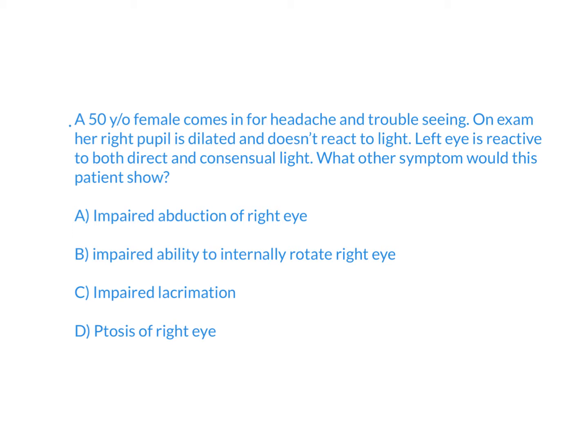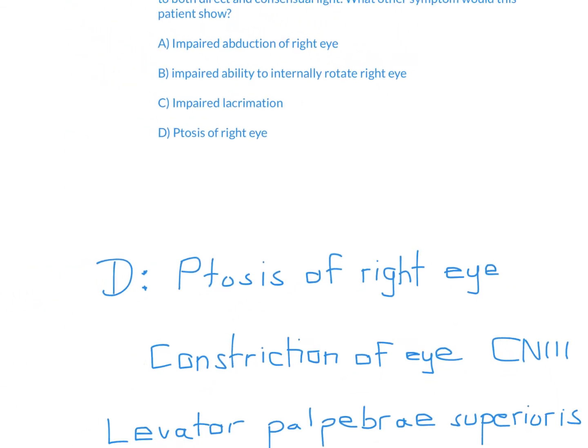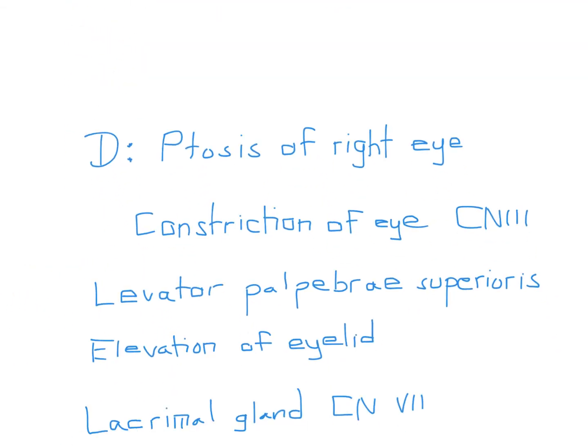Okay, so the answer is going to be D, ptosis of the right eye. So ptosis just means drooping of the right eye. So this is where you have constriction of the eye innervated by cranial nerve 3, the oculomotor nerve. So the thing is, if you have constriction of the eye by cranial nerve 3, which is the parasympathetic arm of the central nervous system, what happens is if you have impairment of this, the only other option is dilation.